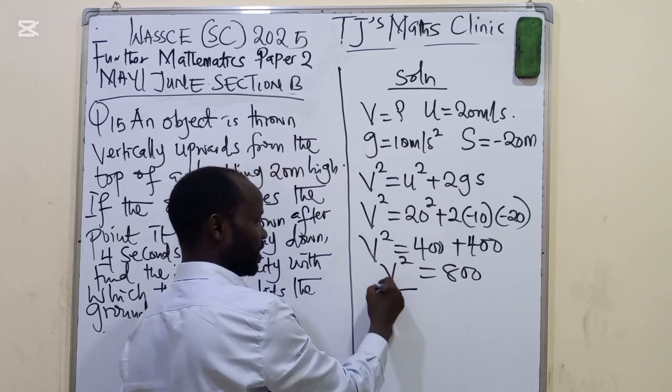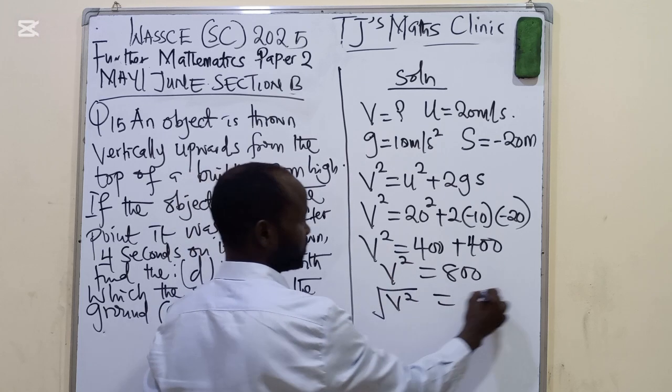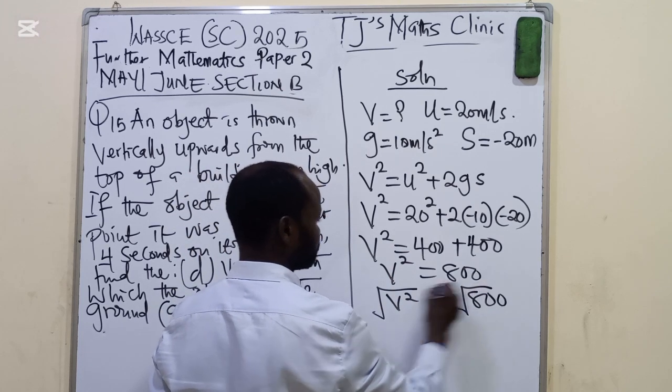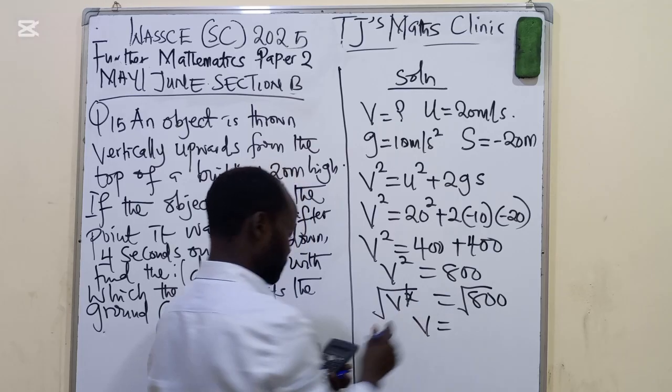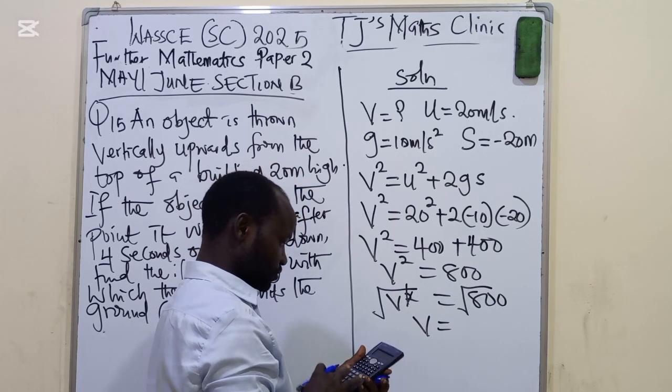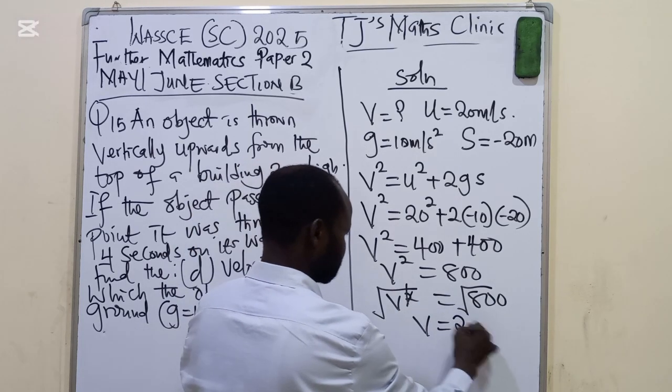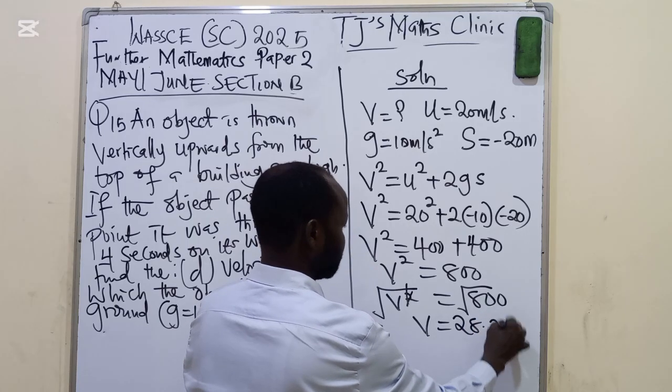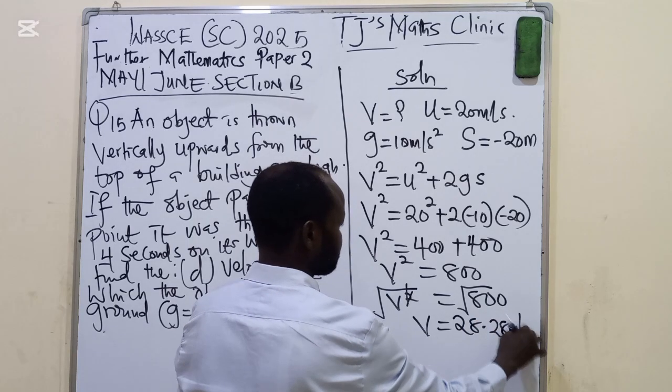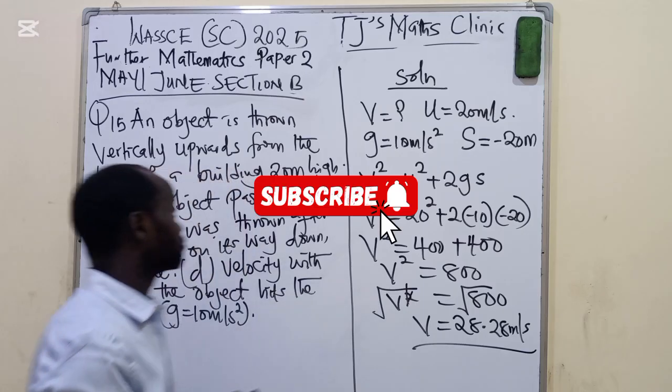So to find v now, we have to take the square root of both sides. Square root of 800, what will be our v? V now will be root 800, that will be 28.28 meters per second. So this is the solution to the D part.